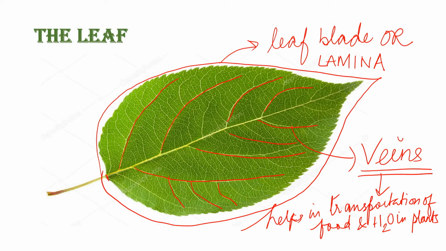Midrib starts from this region. This thick portion, this thick line that you can see, this middle portion is called the midrib. What is a midrib? Midrib is a main vein that branches out to form smaller veins. So we have the main vein called a midrib, and from here we have smaller veins coming out.